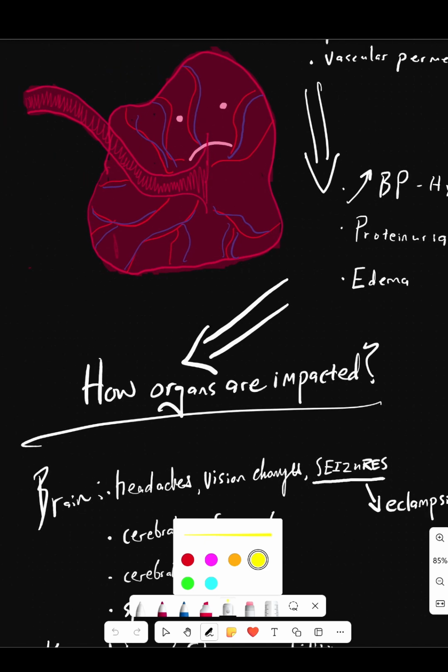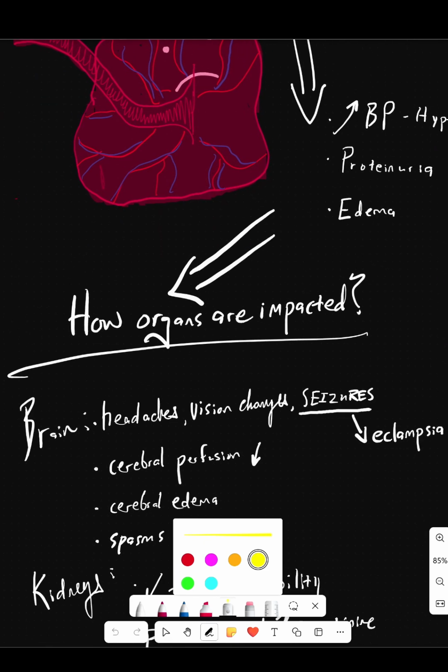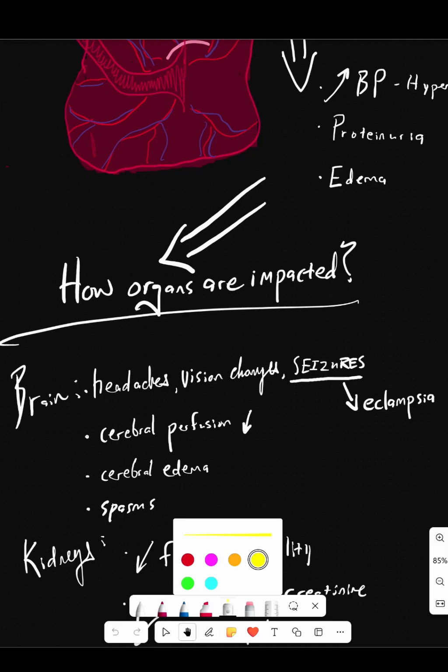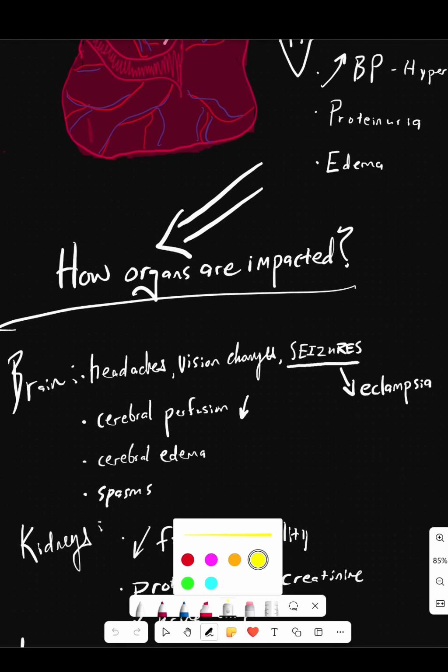How are these organs impacted? Well, let's start with the brain, and we'll kind of go down the line, and we're going to hit the hits. All organs are going to be impacted to some degree, but let's talk about the things that are very pertinent to EMS, that are going to make our patient more critical and how they might present. Due to what we just discussed, in the brain, your patient might experience headaches, vision changes, seizures.